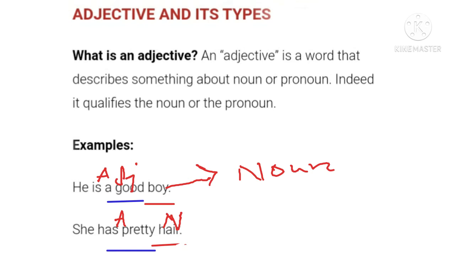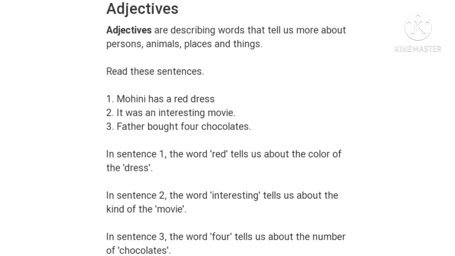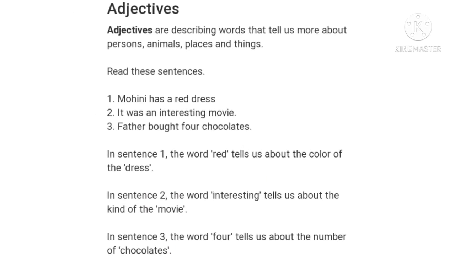So what is a noun or pronoun? As you remember, nouns and pronouns are the words that say about the place, thing, names of persons, etc. Those are the nouns, and the word that describes more about the noun is called an adjective. Now let's discuss some examples of adjectives.